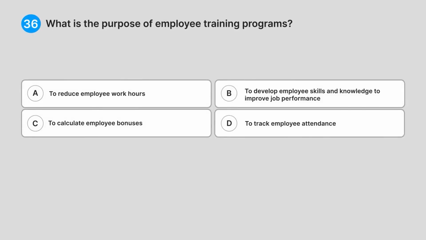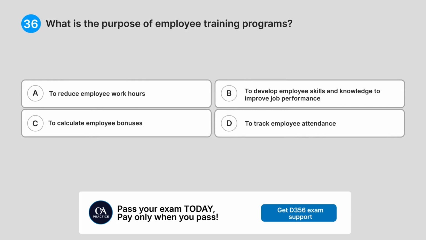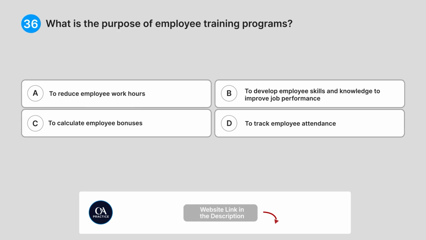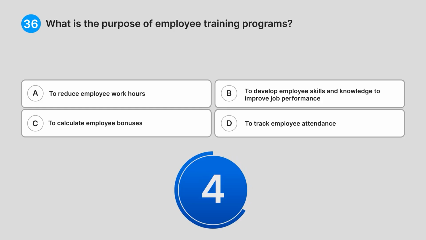36. What is the purpose of employee training programs? A, to reduce employee work hours. B, to develop employee skills and knowledge to improve job performance. C, to calculate employee bonuses. D, to track employee attendance. Can you guess the answer?